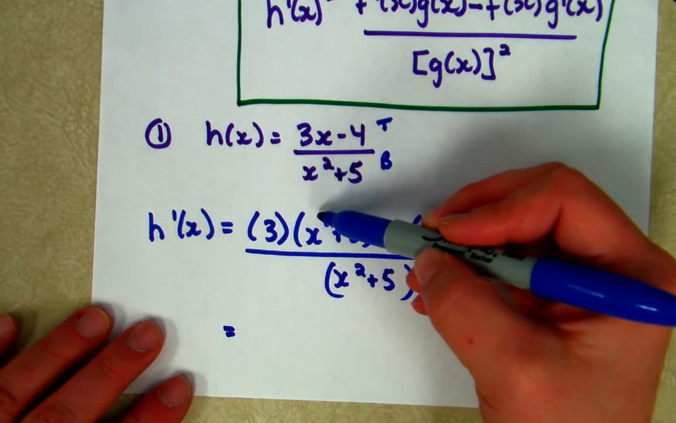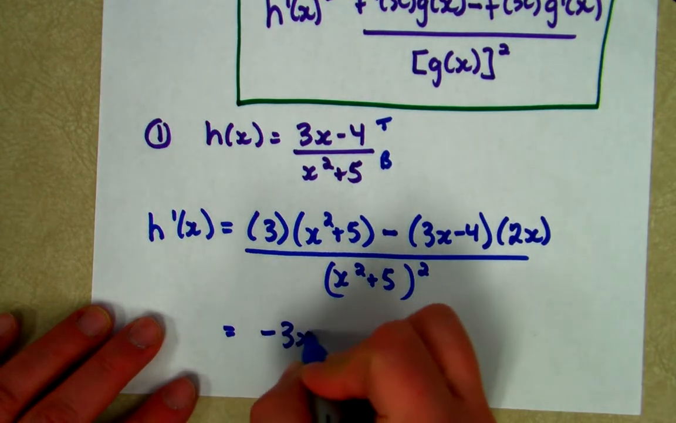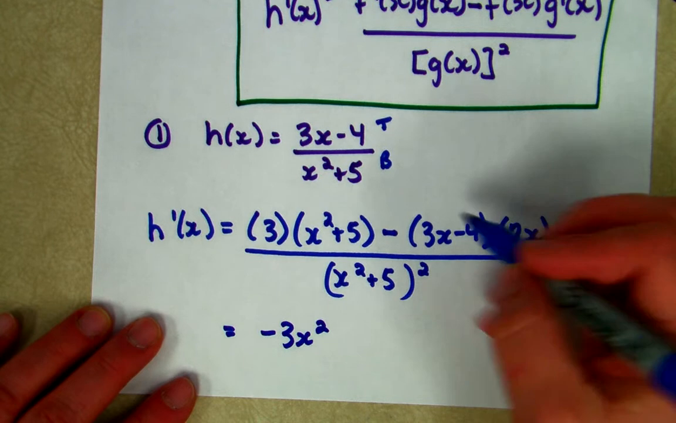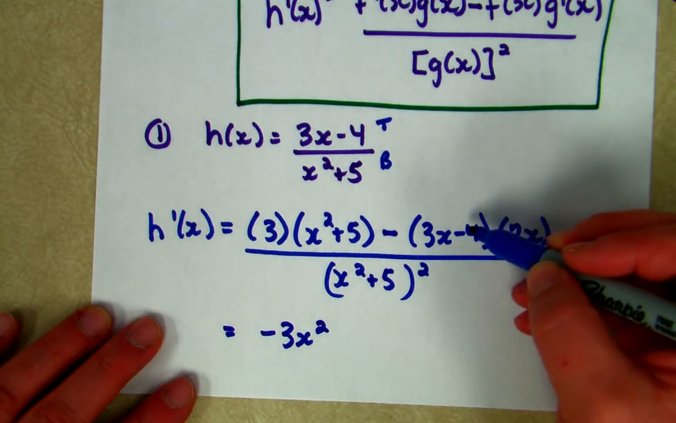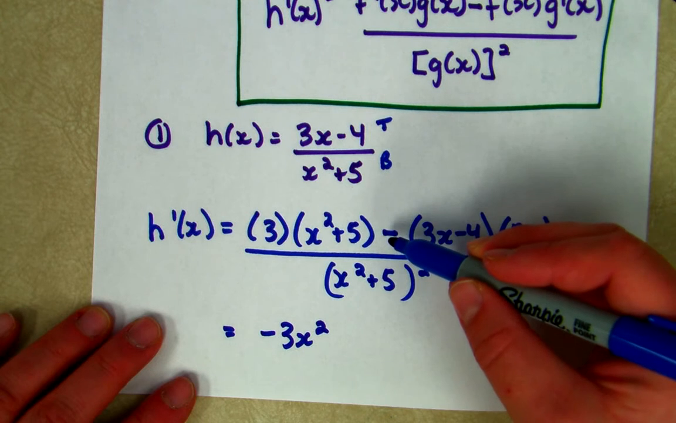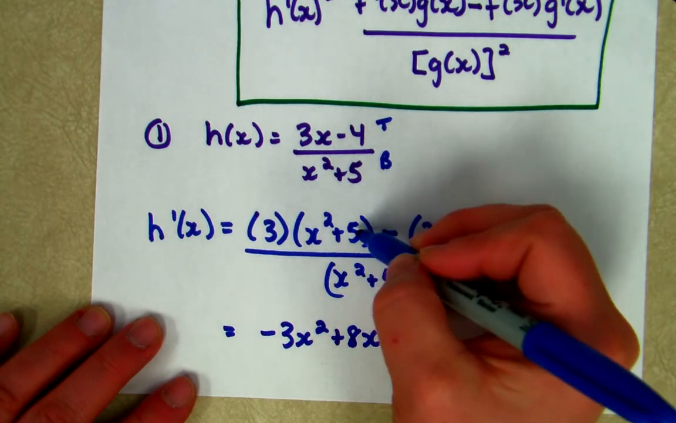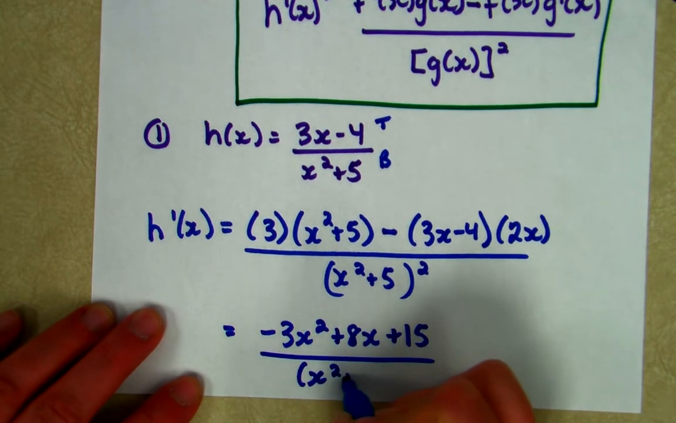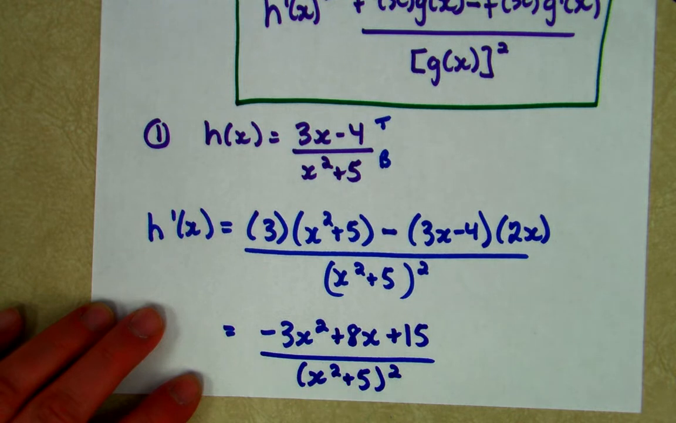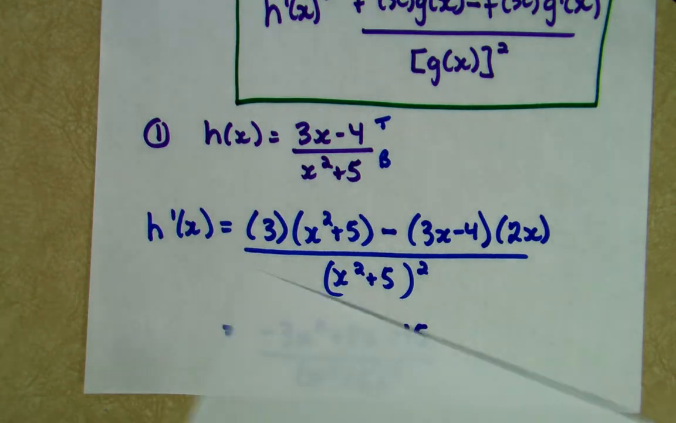So I'm going to have a 3x squared from that multiplication minus a 6x squared, so that's going to give me a negative 3x squared. I'm going to have a positive 8x from over here because 2x times negative 4 is negative 8x, but because of that negative, it's going to be plus 8x. And then that multiplication will give me a positive 15, all over x squared plus 5 squared. So that's the derivative. Top and bottom tends to make a little bit more sense to me in my head.